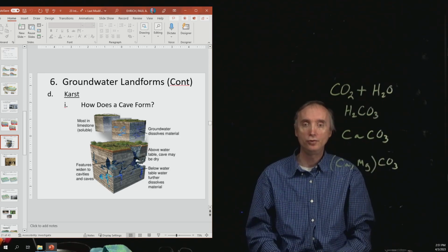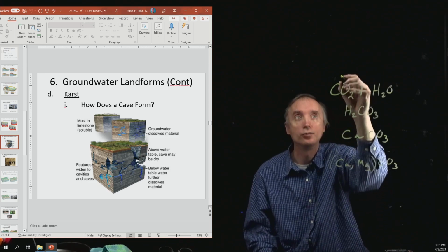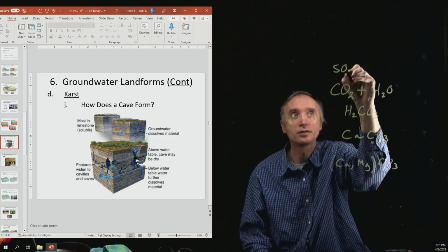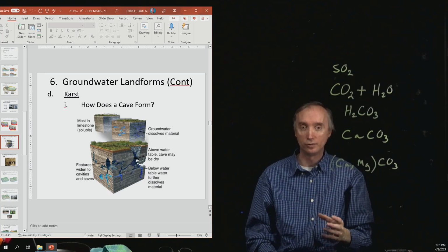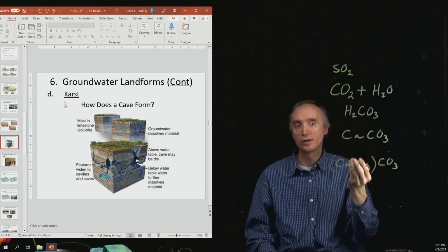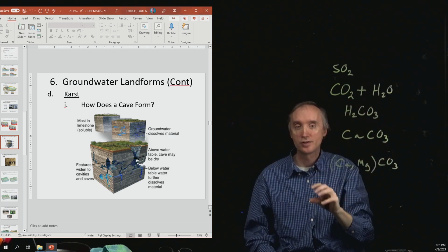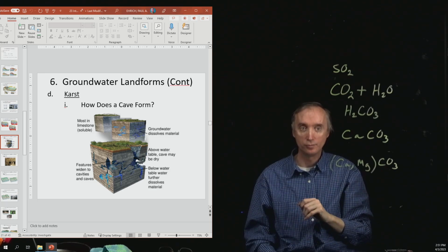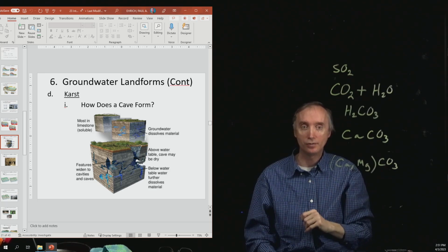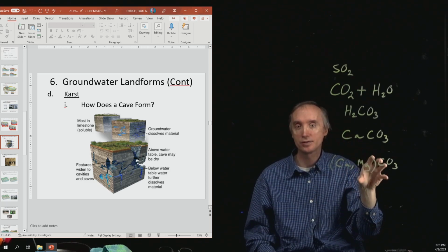Now there are a few caves that could be made with sulfuric acid. So instead of carbon dioxide, it would be sulfur dioxide. That tends to come out of volcanoes and also out of oil deposits. So sulfur dioxide plus water would make sulfuric acid. For example, Carlsbad Caverns in New Mexico was formed this way, through sulfuric acid eating through the limestone. But we're going to concentrate just on the carbonic acid.